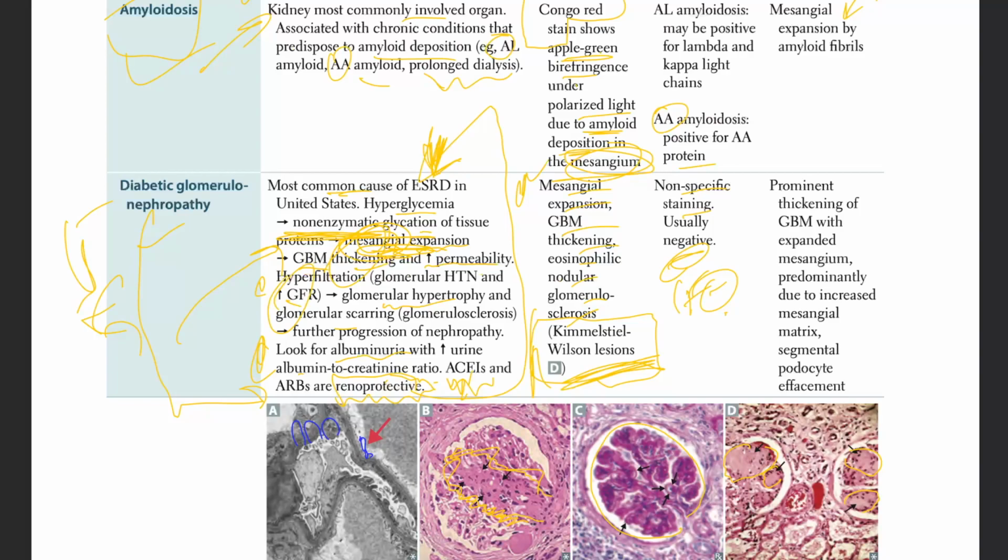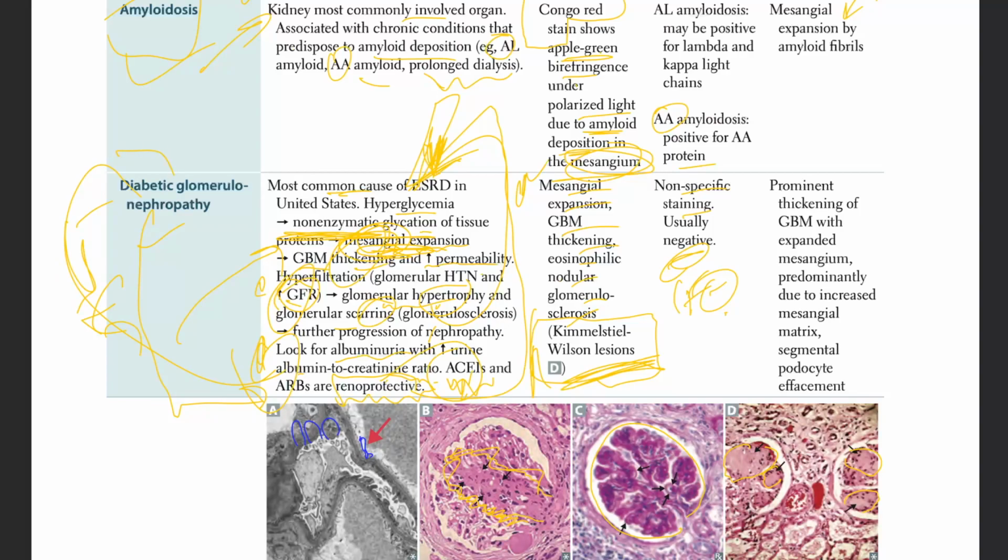When you thicken, you increase permeability, leading to hyperfiltration, glomerular hypertension, and an increase in GFR. And when you increase GFR, you're causing hypertrophy, and eventually scarring can occur, which is called glomerulosclerosis, and it can progress to ESRD. But you can prevent that by giving ACE inhibitors or ARBs to diabetic patients.